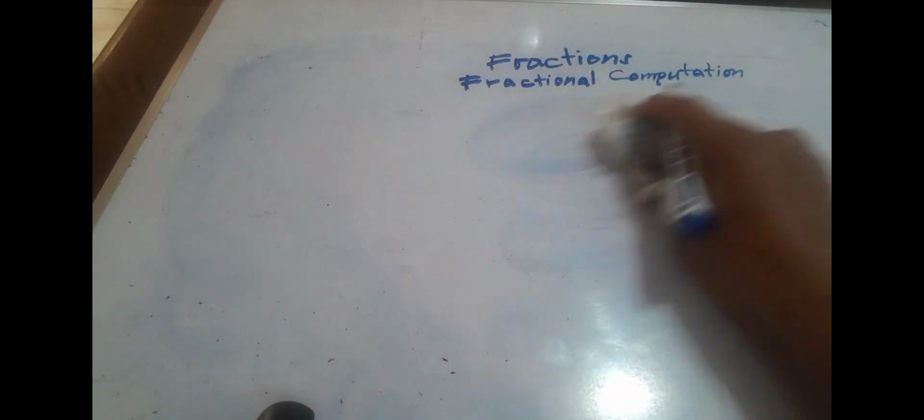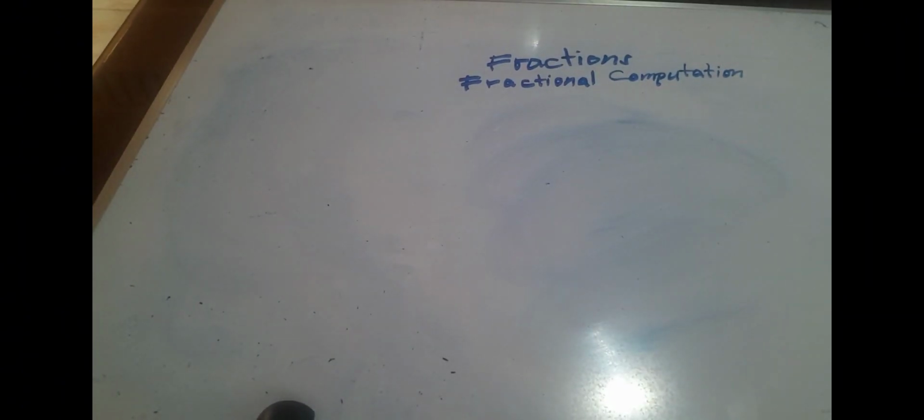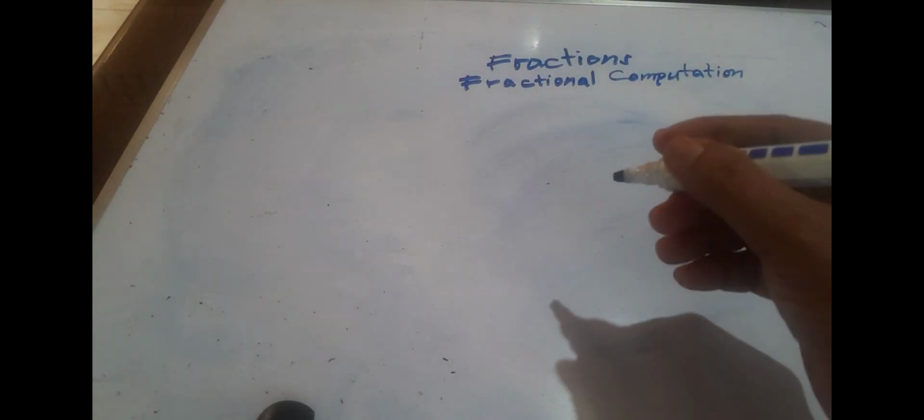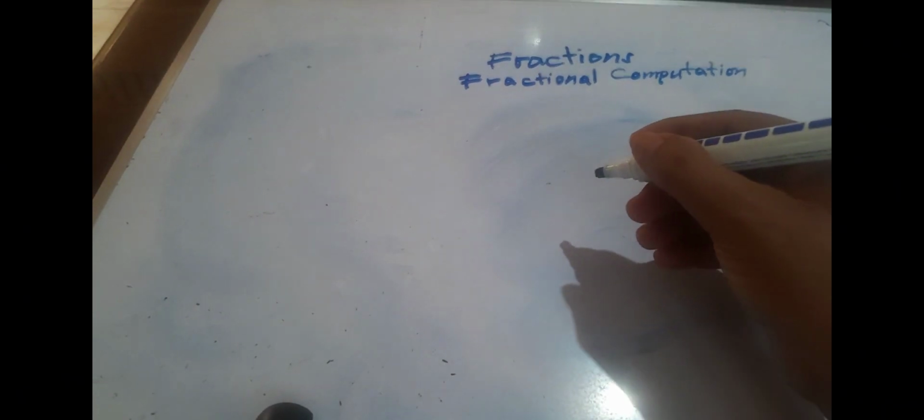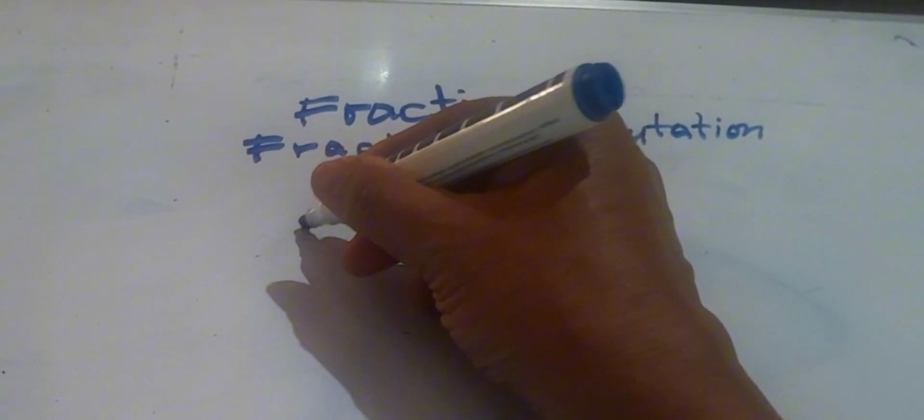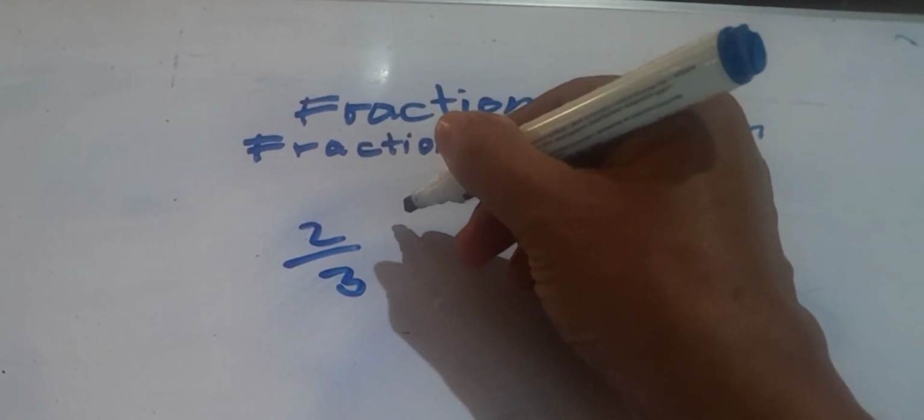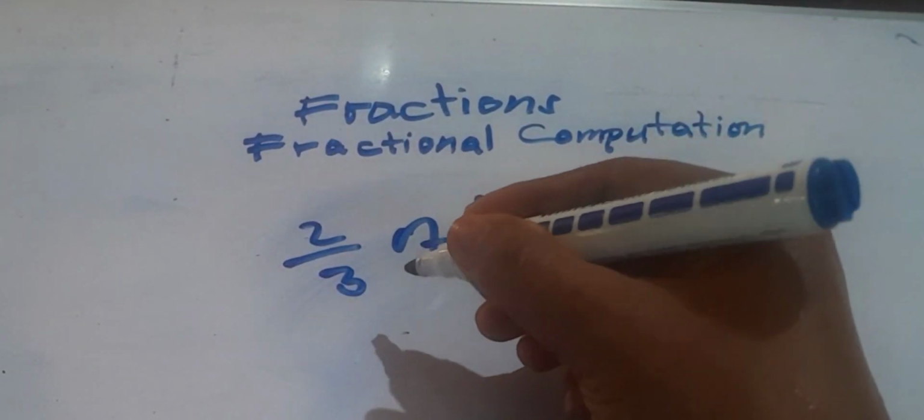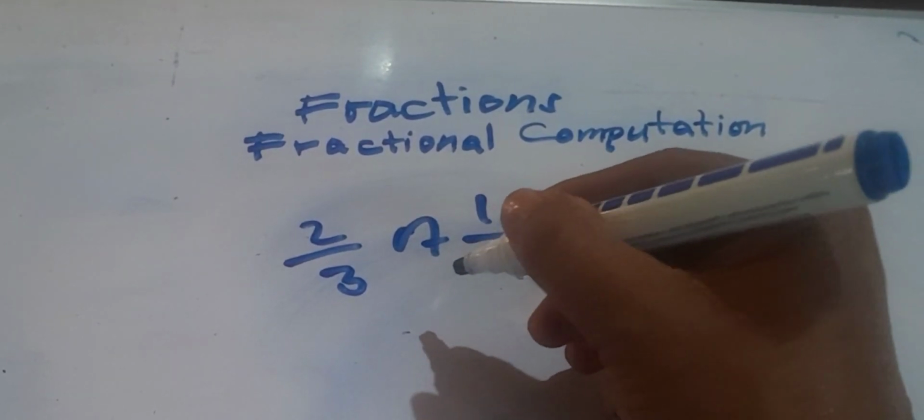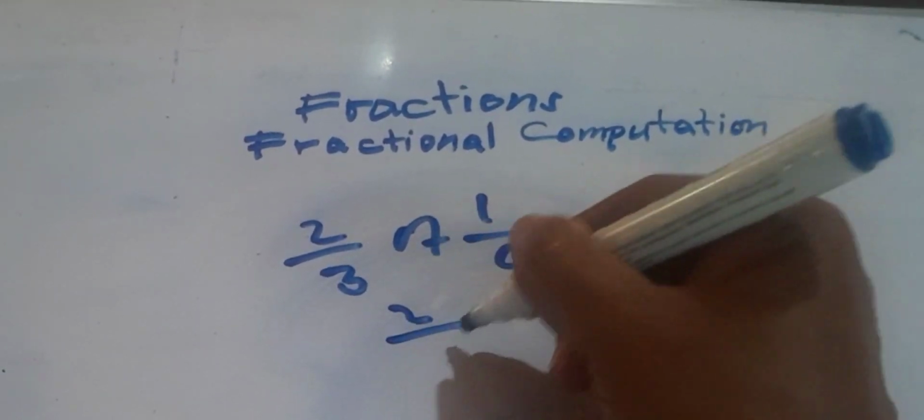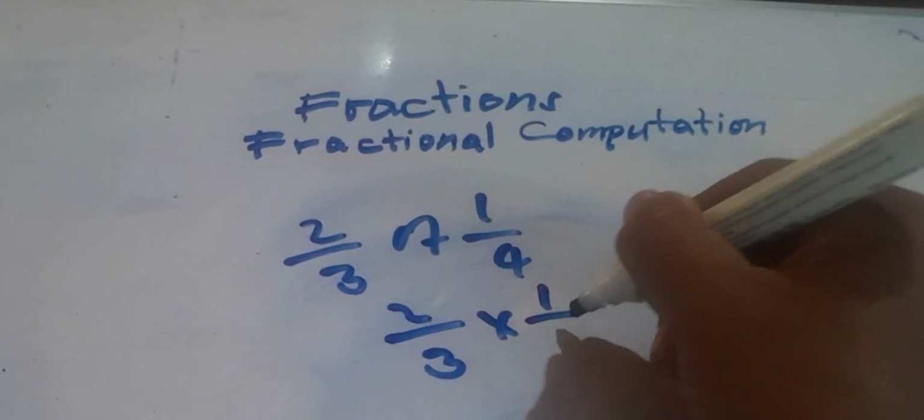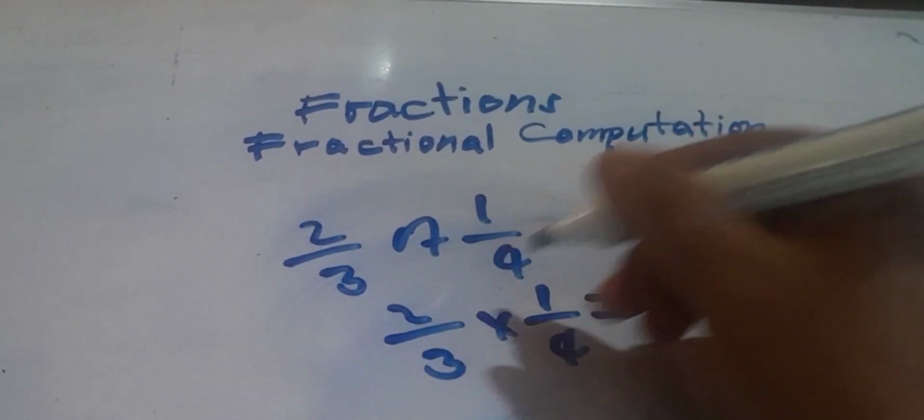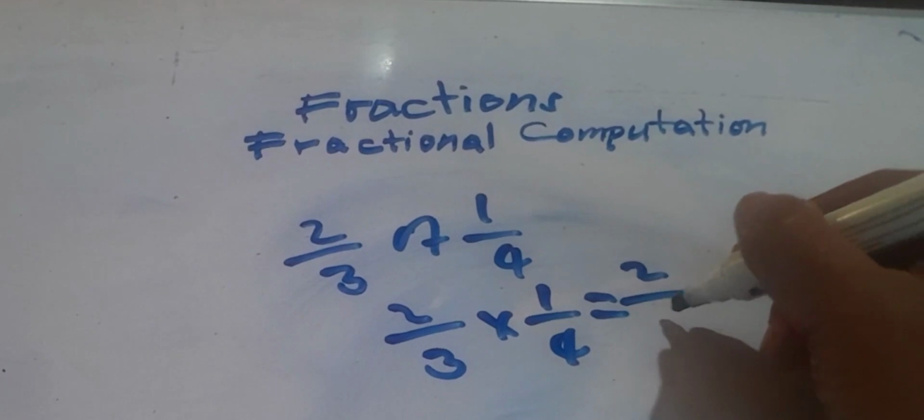Let us proceed to the next question. We will stop putting the drawing because it is now already understood. Let us say you will be asked, what is 2/3 of 1/4? Without delay, apply immediately the computation. So 2/3 times 1/4 equals 2 times 1 is 2, 3 times 4 is 12.